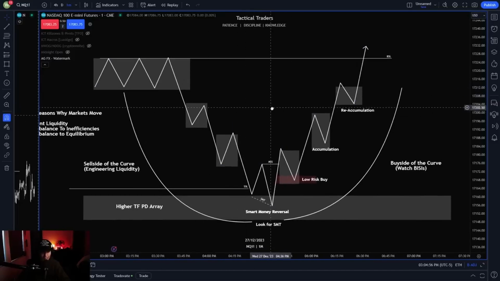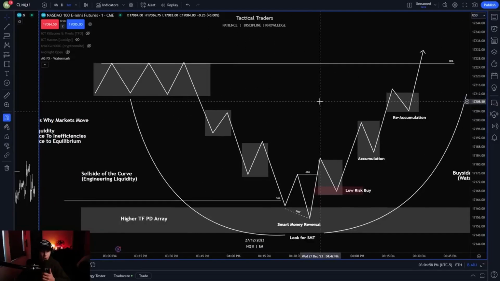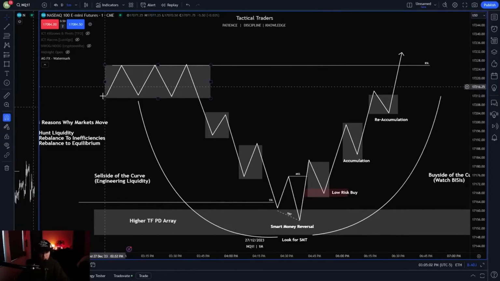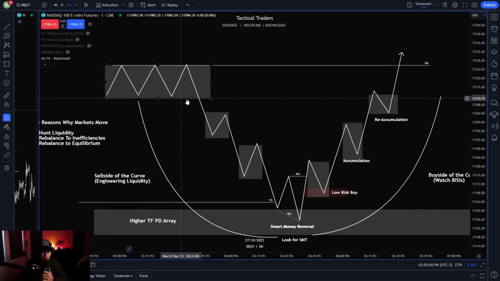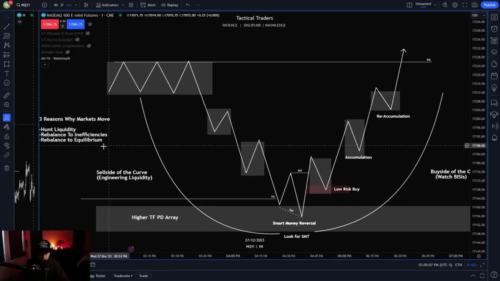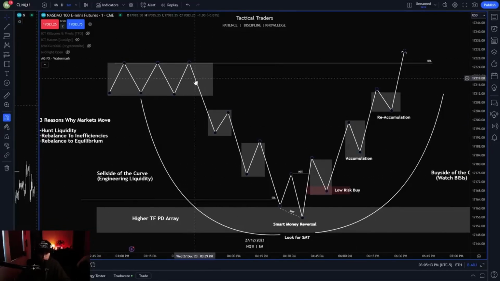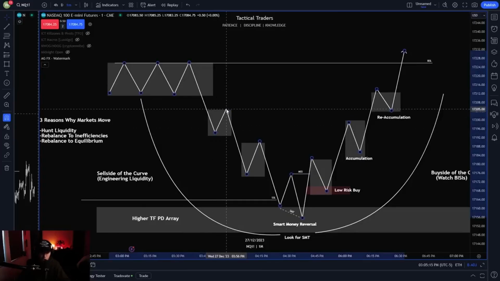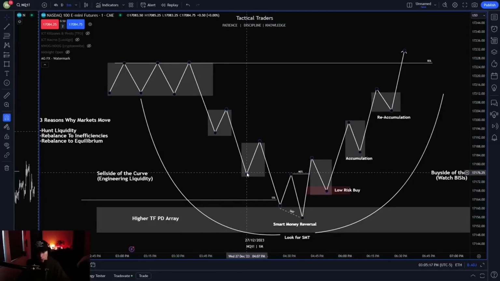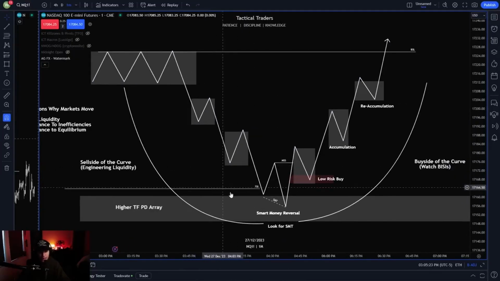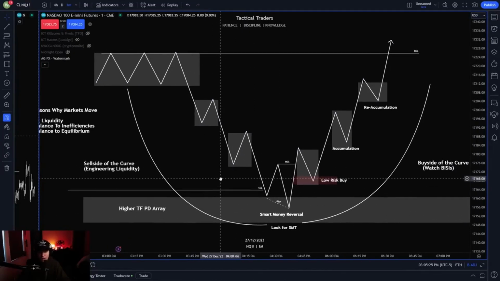So what we're looking at here is a market maker buy model. You can see on the left here, this is what we would call the original consolidation. The original consolidation ends up starting here before we slowly start to sell off, which becomes, again, the sell side of the curve, where liquidity starts to be engineered. We start to slowly sell off before putting in a swing high, before making one more low, another swing high, and finally coming into taking out a form of sell side here and bouncing into a higher time frame PD array.